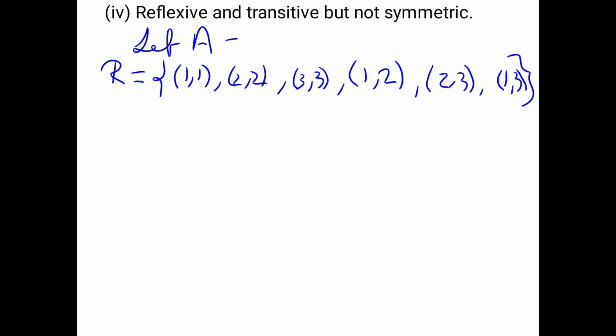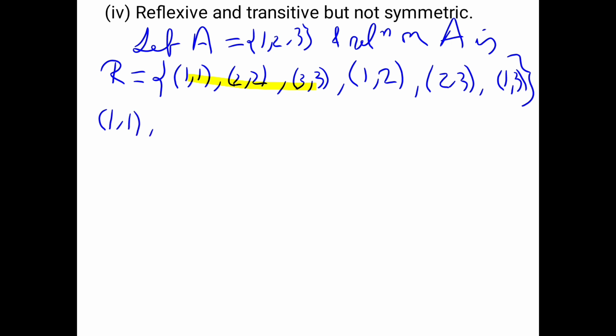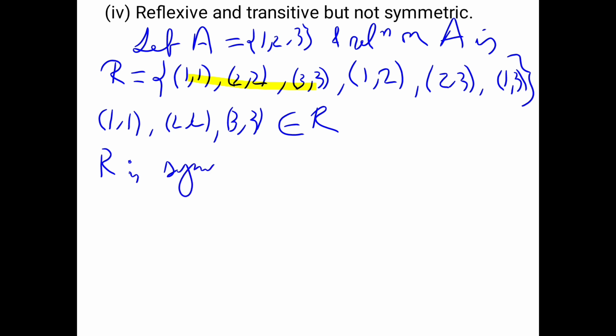Let A be {1, 2, 3}, and take a relation on A. Is it symmetric and reflexive? 1 related to 1, 2 related to 2, 3 related to 3, so R is reflexive. Now, 1 related to 2 and 2 related to 1?